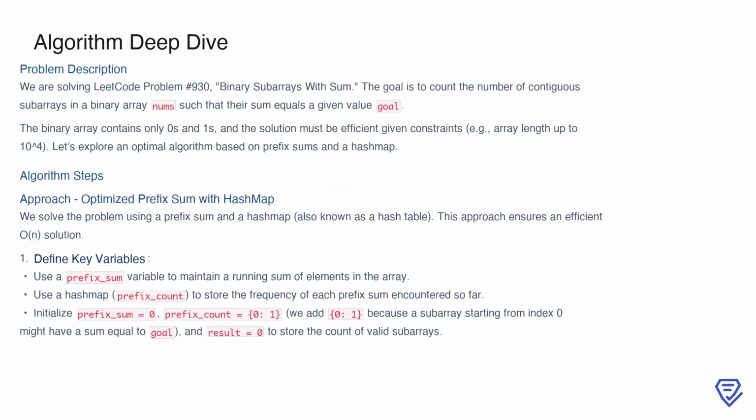In this problem, we are tasked with finding the number of contiguous subarrays in a binary array whose sum equals a given value, referred to as the goal. Since the array contains only zeros and ones, we need an efficient algorithm to handle large inputs, up to lengths of 10,000. The optimal approach utilizes the concept of prefix sums combined with a hash map.